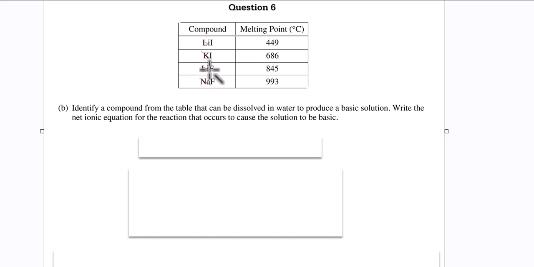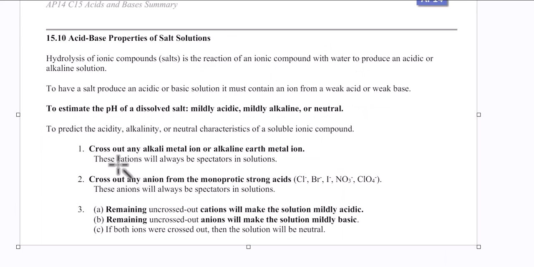They pretty much don't react with anything to make acids or bases. They just act as spectators. I mean, you know that the potassium and sodium ions don't react, are all soluble, so you figure that they're not going to react with anything to make a base. So let's go to those rules again. First, cross out any alkali metal or alkaline earth ion. Good. Then second, cross out any ion from a monoprotic strong acid.